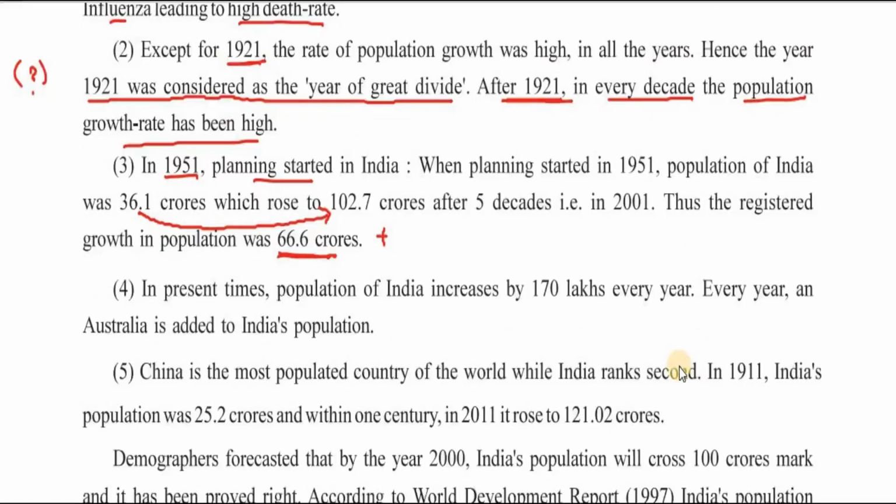So every year, in present times, India's population increases by 170 lakh, meaning 1 crore 70 lakh. So, every year, one Australia is added to India's population. Now, this is a very sad situation. The entire population of Australia is this much. Every year, India adds that to our population. So, it's very hard to give all facilities to all citizens because of this high growth rate of population. Now see, India is the second country in the world in population. Right? China is number one. But still, China's growth rate is now around 0%. And India's growth rate is still among the high ones, right? 1.5 and up. So India is going to cross China in the next few years.